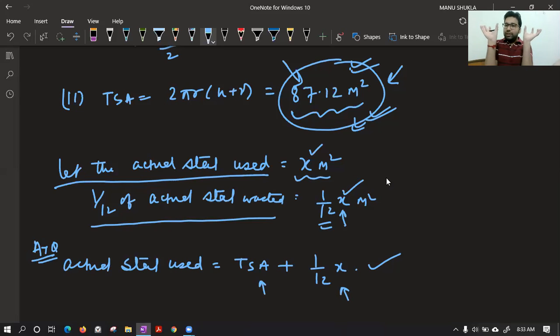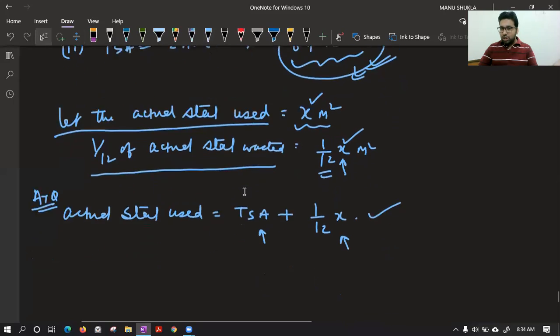Is this making sense? These are balanced quantities. Why? Out of whatever we purchased, two things have to come: one, our cylinder has to be made, and two, our wastage also has to come out. Class, are you able to understand this thing? One thing, the actual steel used is equal to the total surface area of the cylinder plus the wastage. Is this thing clear now? Please tell. This is the problem equation. So 1 by 12 of X is equal to TSA.